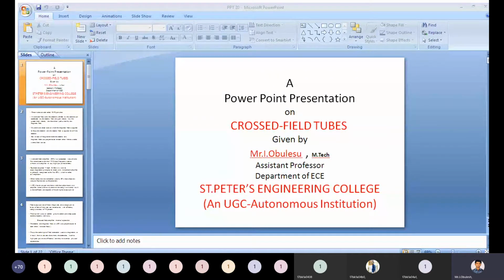New topic, and today's new unit is M tubes, crossed field tubes. These crossed field tubes are also called M-type tubes.